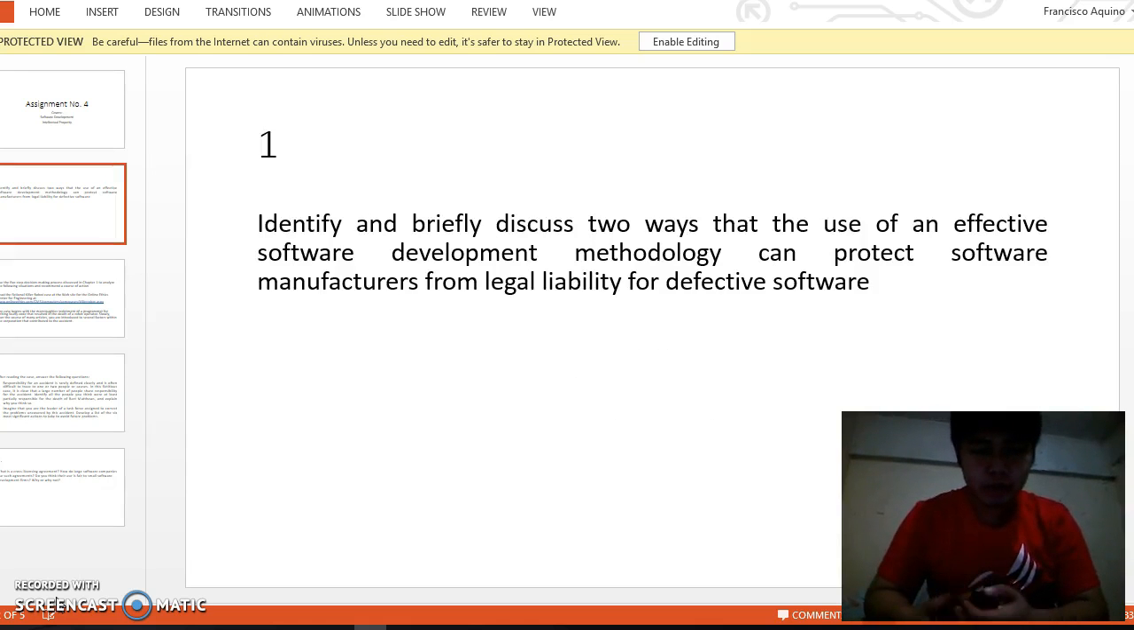So question number 1. Identify and briefly discuss two ways that the use of an effective software development methodology can protect software manufacturers from legal liability for defective software.